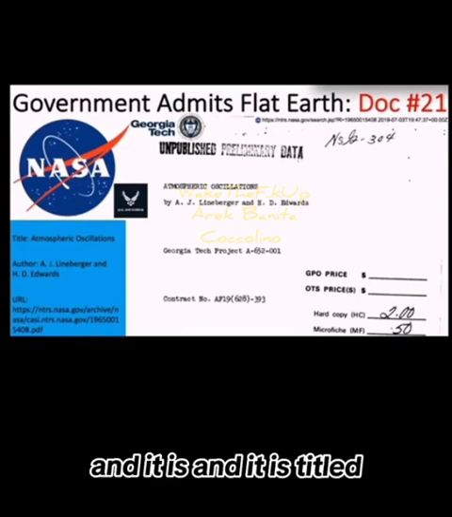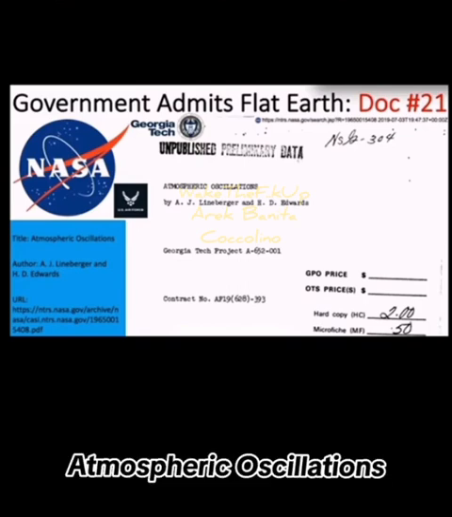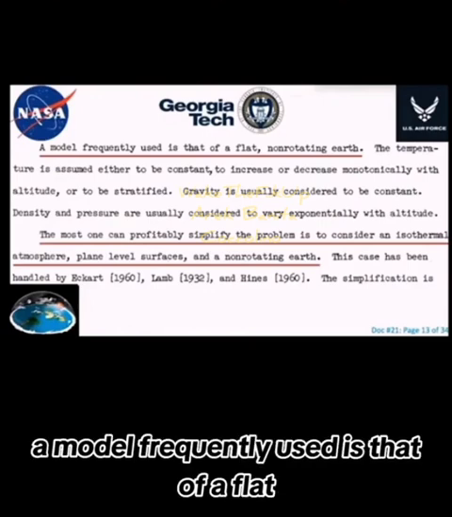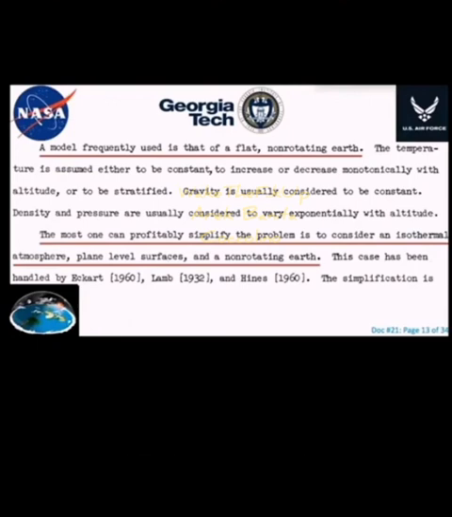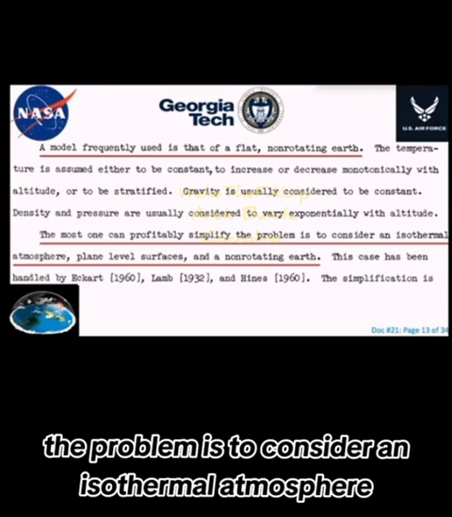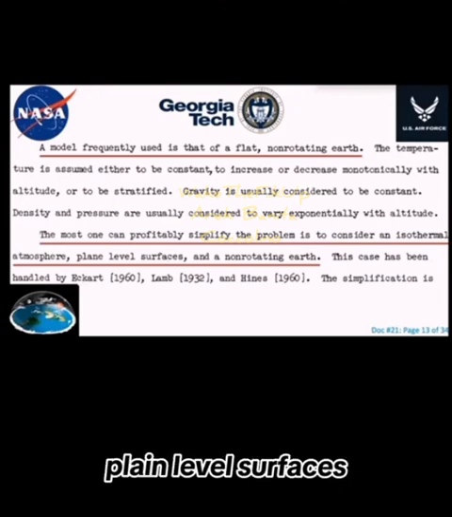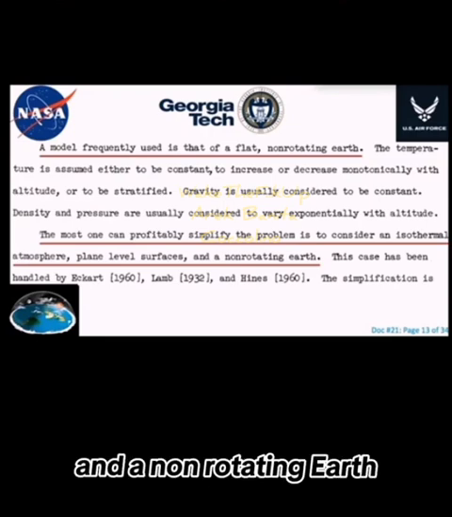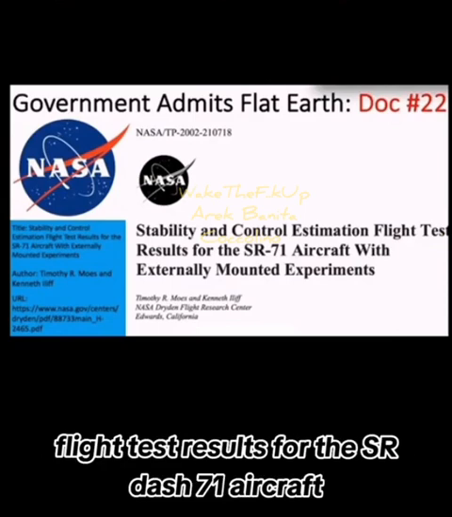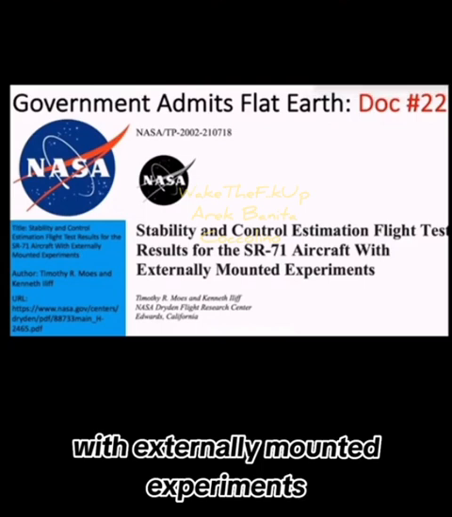And it is titled Atmospheric Oscillations. Well, on page 13, it states a model frequently used is that of a flat, non-rotating Earth. Also states the most one can profitably simplify the problem is to consider an isothermal atmosphere, plane level surfaces, and a non-rotating Earth.